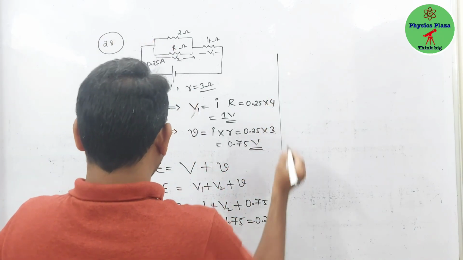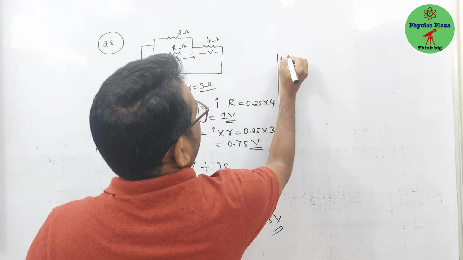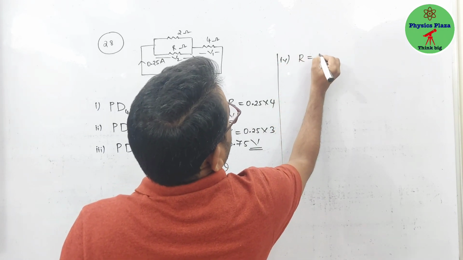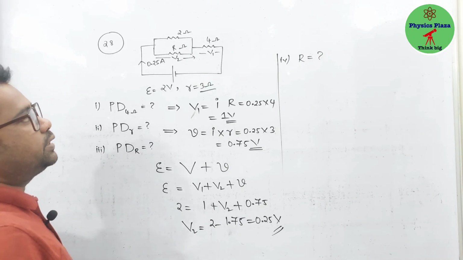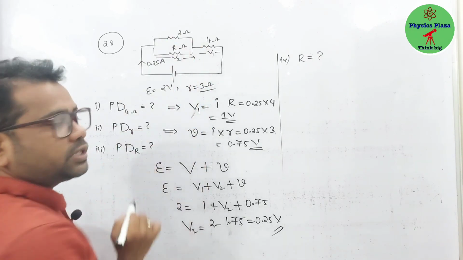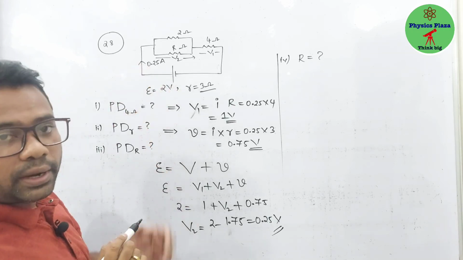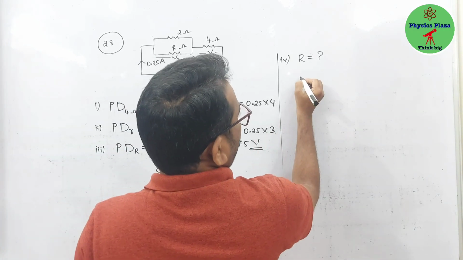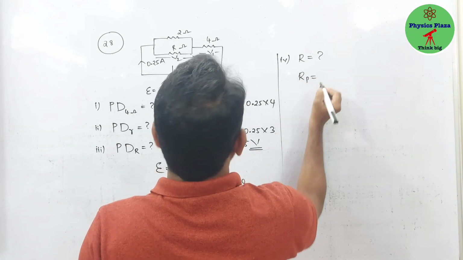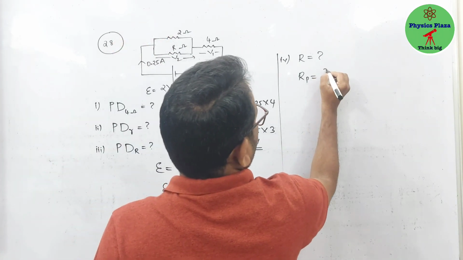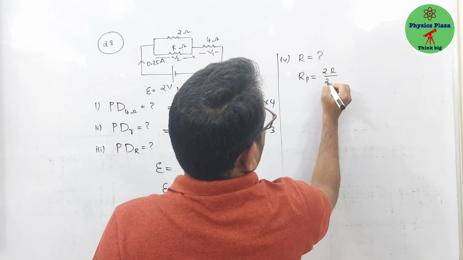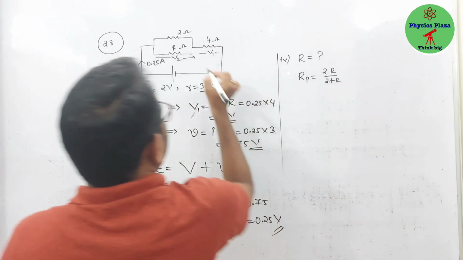Now here, children, very important. They are asking us to calculate the R value. First of all, children, the very important thing is that here, these two are in parallel, right? These two are in parallel. Okay, fine. So let us take the parallel value. Both are in parallel. R1 into R2 by R1 plus R2. That is 2R by 2 plus R. This is the total resistance.